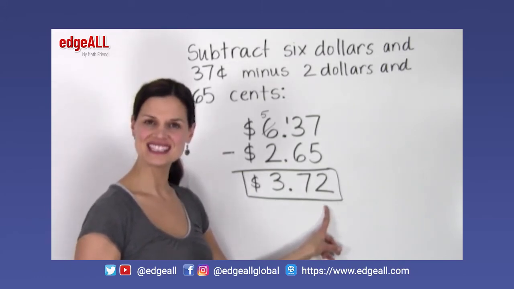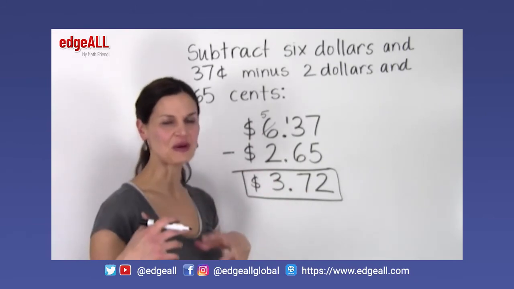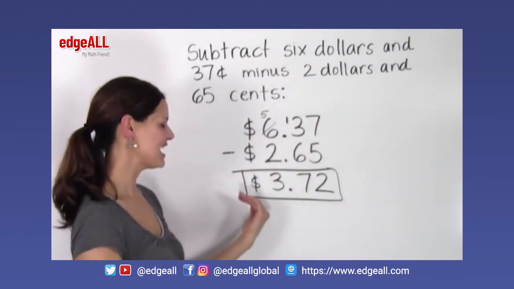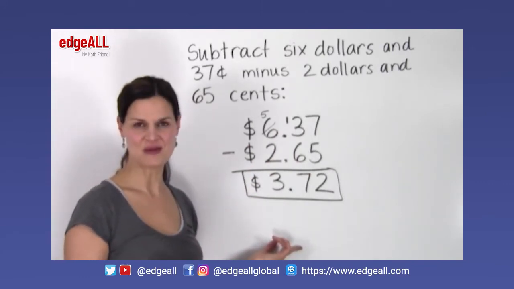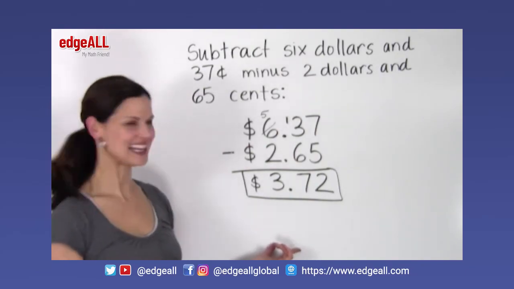$3.72, which is the same answer we got when we split the problem up and worked with our whole dollar amounts and our whole cent amounts. But this way is much more common way of working with money when adding or subtracting.